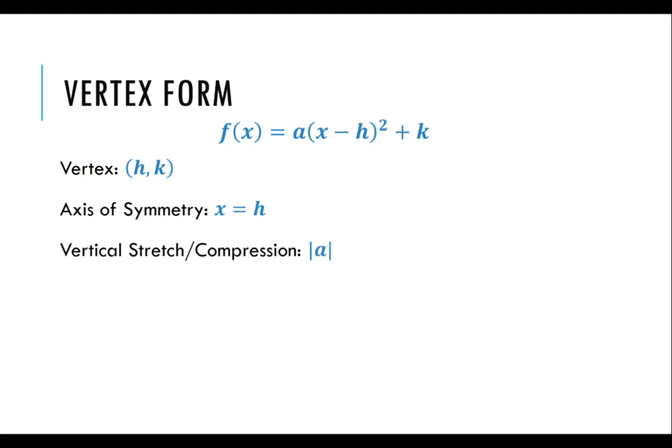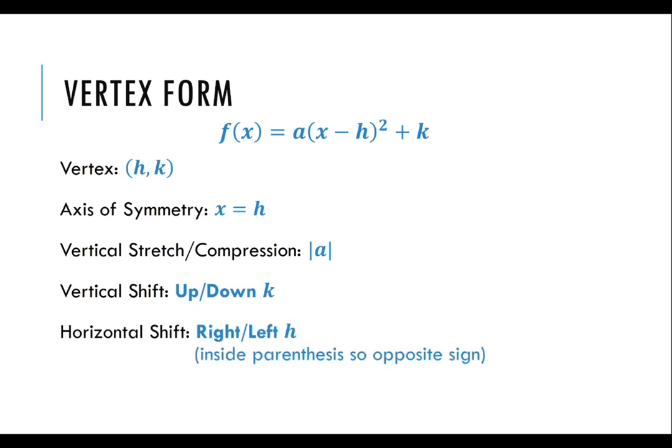Then vertical stretches or compressions are going to be dealt with via the absolute value of a. Remember that if the absolute value of a is a number bigger than 1, it's a vertical stretch. And if it's a number between 0 and 1, it's a vertical compression. Then for our vertical shifts, remember that positive k is up, negative k is down. Horizontal shifts are backwards: negative h here is going to really make it go right. Positive h here is really going to make it go left.